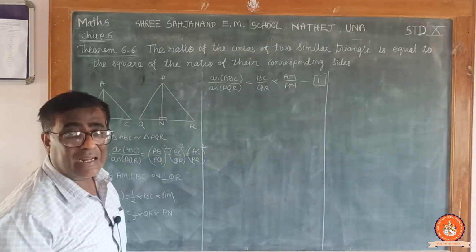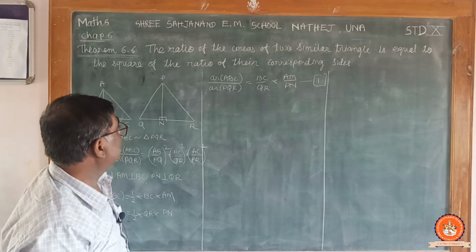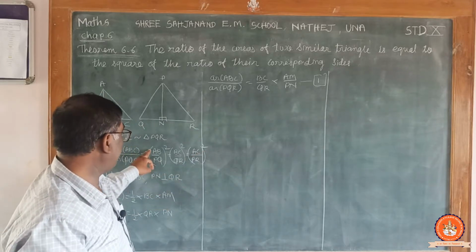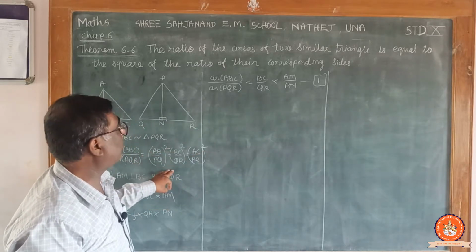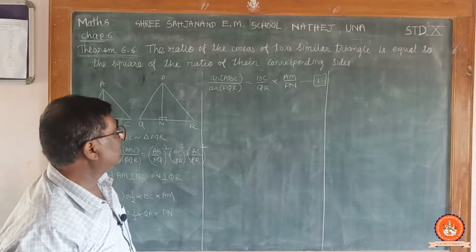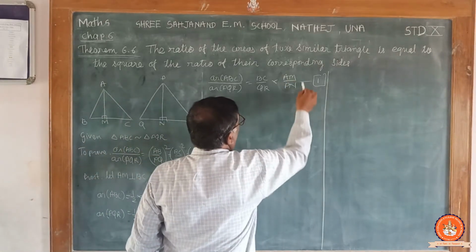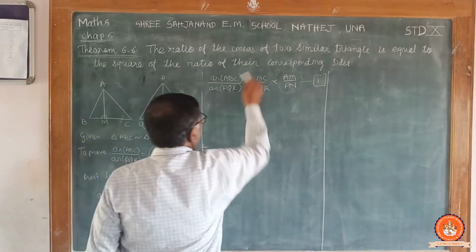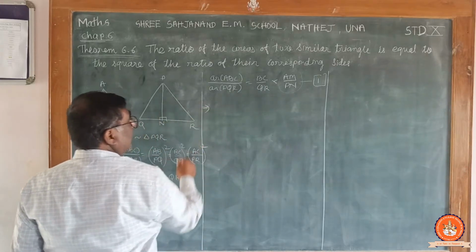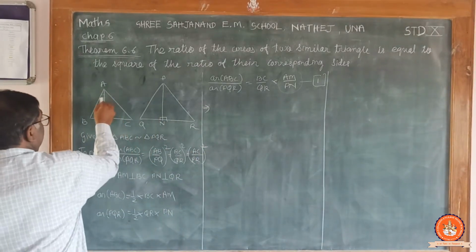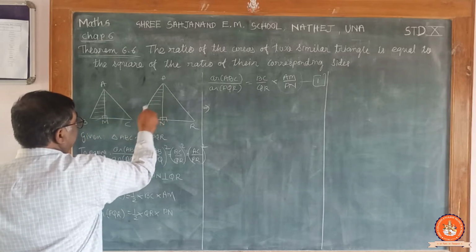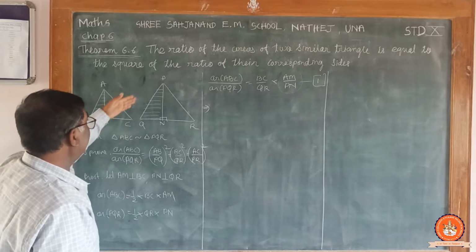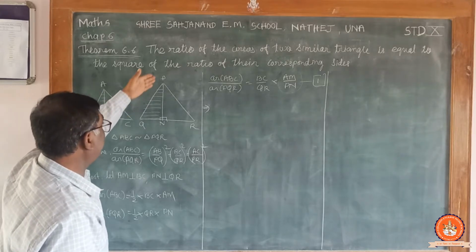Now my friend, our target is to establish the relation. The left hand side is here, but we want AB upon PQ the whole square, BC upon QR the whole square, AC upon PR the whole square. So we have to substitute the values of AM and PN by BC upon QR or something like that. For that we will prove two triangles to be similar to each other. In these triangles we can establish the relation between AB and AM, and PQ and PN.